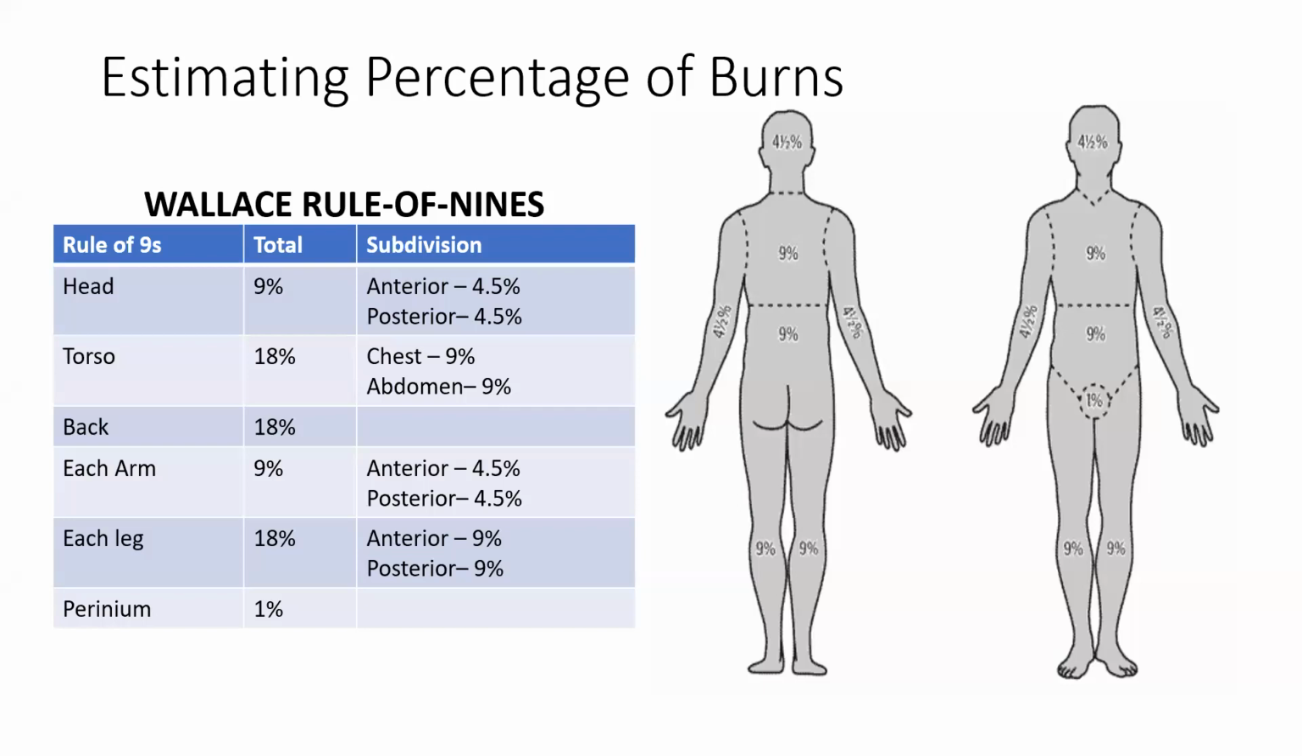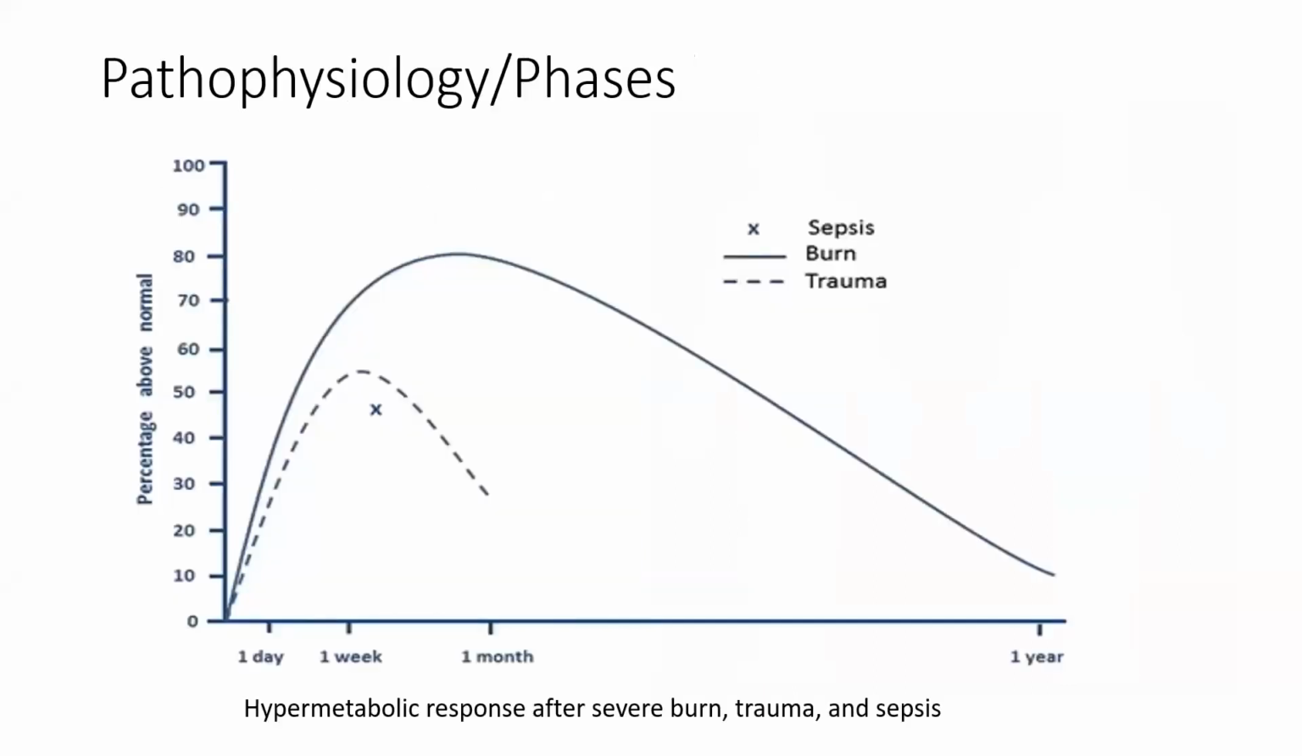According to the poll results, 32% have chosen 9, 18% have chosen 4.5, and 50% have chosen 18. Based on the Wallace rule of 9, the most appropriate answer is 18. So then we go to the next slide, which is now the pathophysiology of burns.